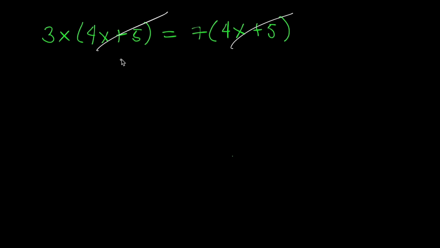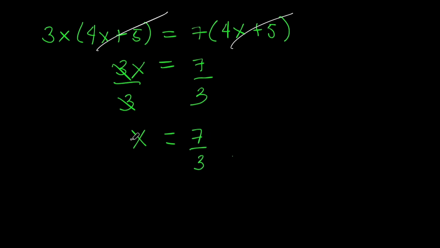And then the remaining would be 3x equals 7. Because when you divide both sides by 4x plus 5, it will cancel out. And dividing both sides by 3, our solution would be 7 over 3. Okay, so that is our final answer.